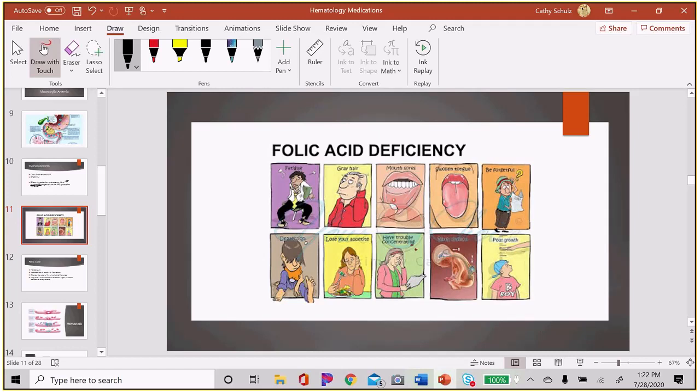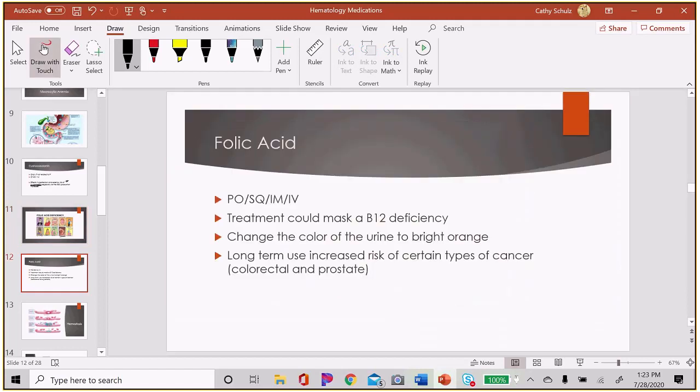And we always tell women who are thinking about becoming pregnant to supplement with folic acid before and during their pregnancy, because that one last picture right here is showing you that having a deficiency in folic acid can lead to neural tube defects, specifically spina bifida. So you can supplement folic acid, and it can come in many different ways. It could be by mouth, sub-Q, IM, IV.